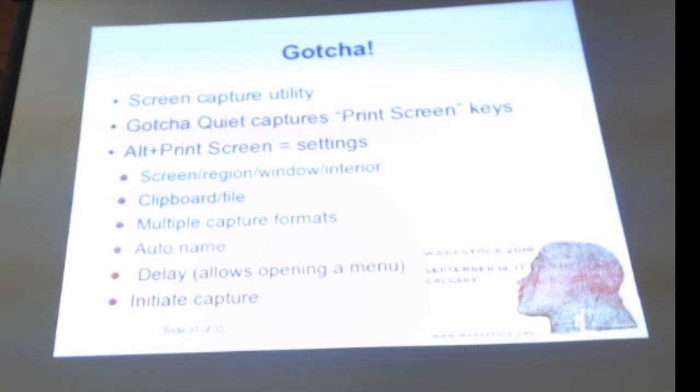A couple other things it does is it will do a delay. The problem is if you try to screen capture something with a menu open, because it grabs focus, it closes the menu. But what I can do is pick the window to capture on a delay and then go open the menu, and it'll capture it with the menu after the delay. And like I said, you can manually initiate the capture out of the options. You can auto name the files. You can actually do multiple serial captures with it. In other words, I can just tell it, capture the screen every 30 seconds, and it will continue to capture the screen every 30 seconds until I tell it to stop.